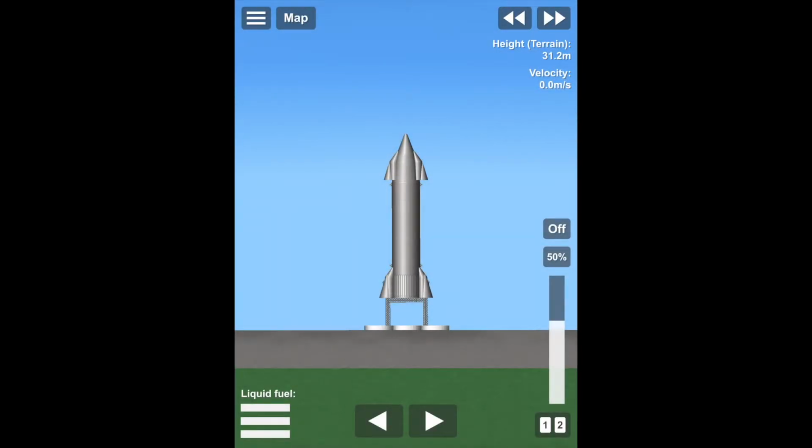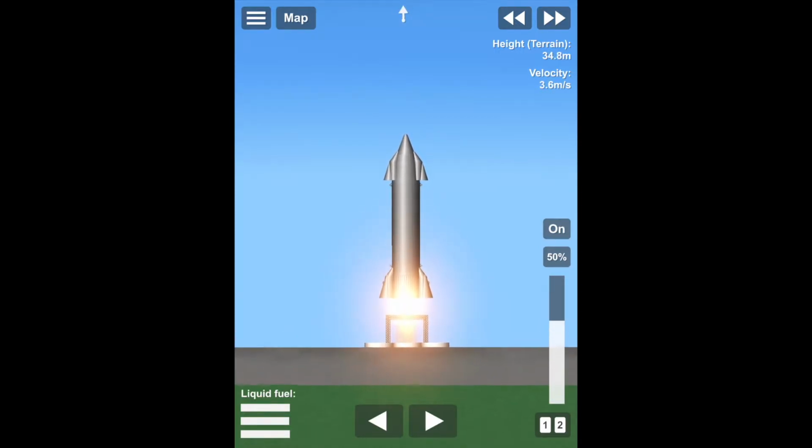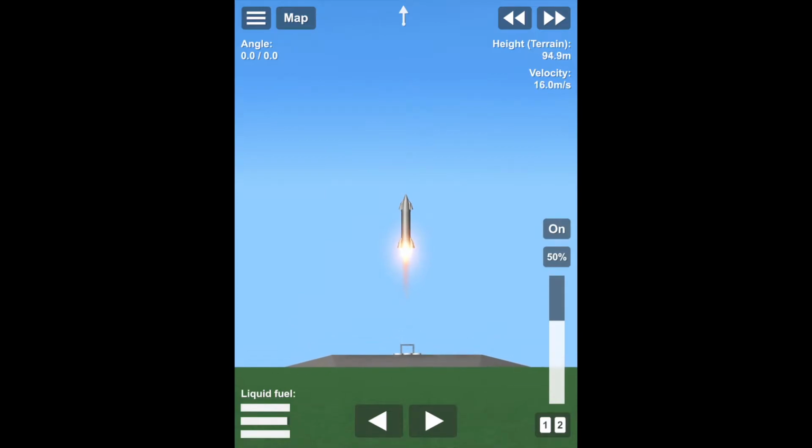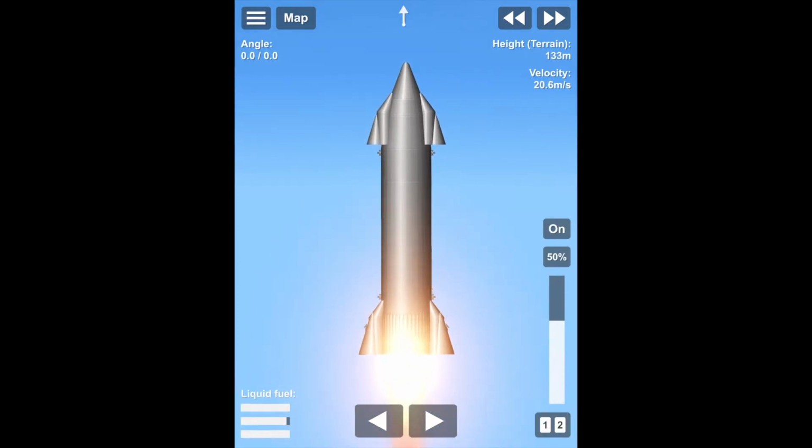10, 9, 8, 7, 6, 5, 4, 3, 2, 1, ignition. We have liftoff. Starship 15 is airborne.